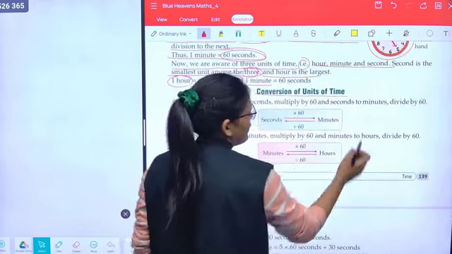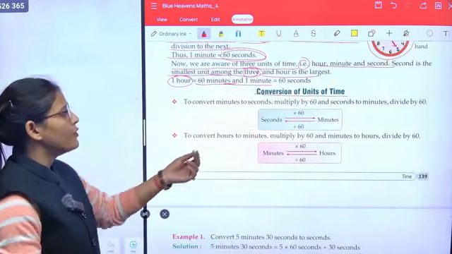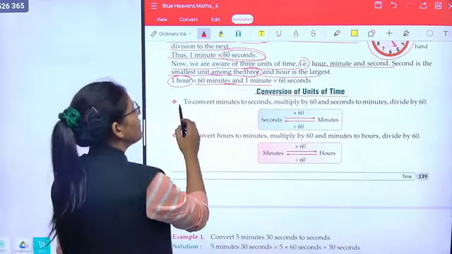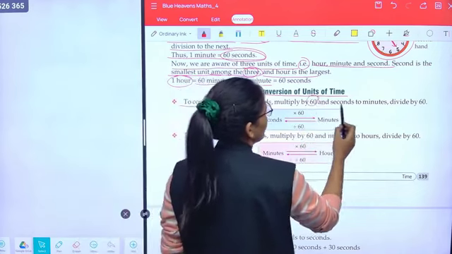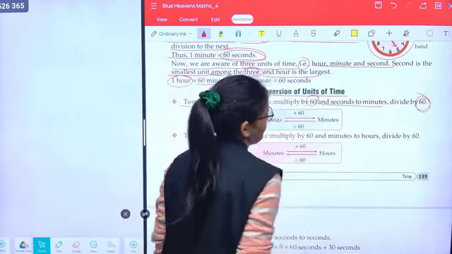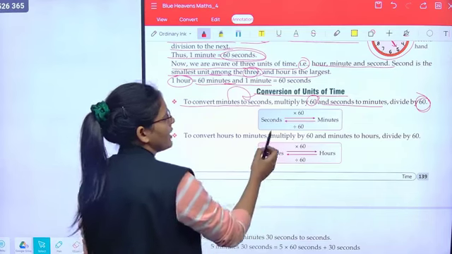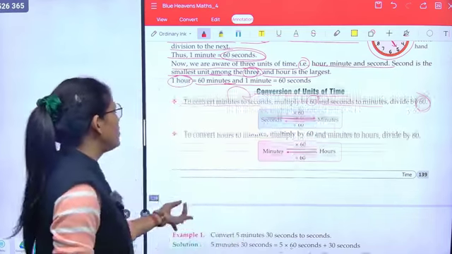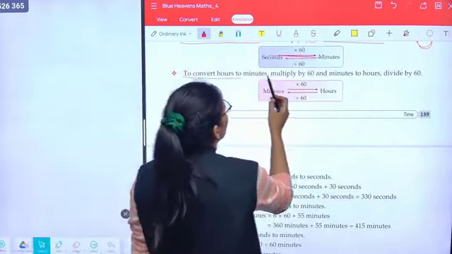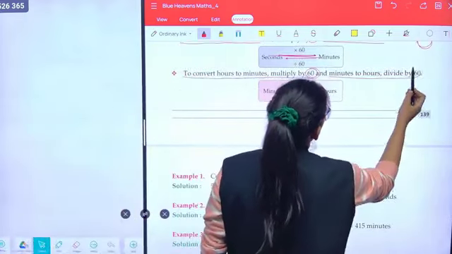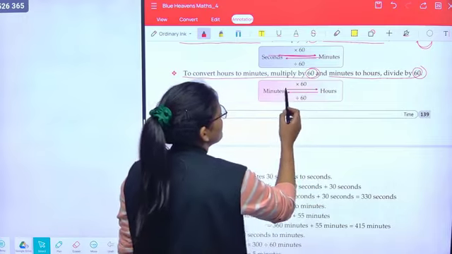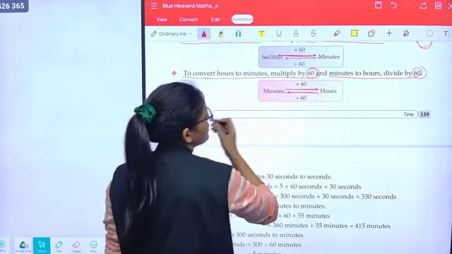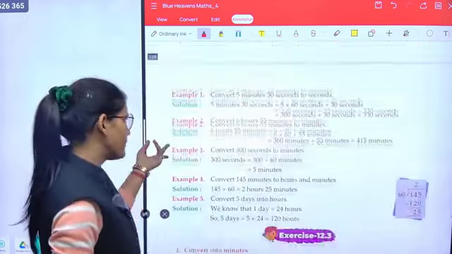Okay class. Now conversion of units of time. To convert minutes to seconds, multiply by 60, and seconds to minutes divide by 60. To convert hours to minutes, we multiply by 60, and minutes to hours divide by 60.